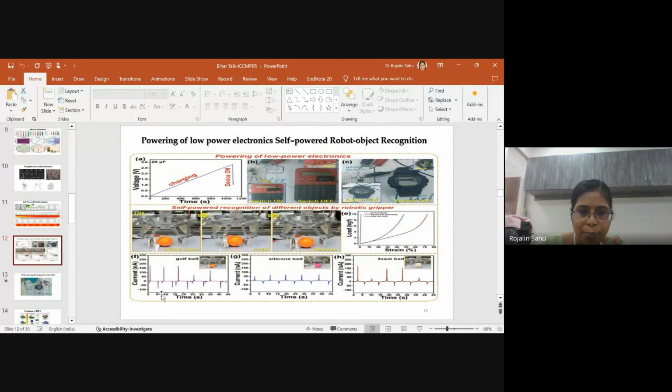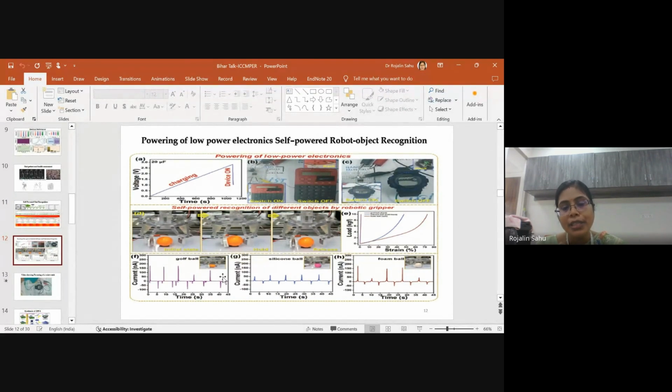So here, just for example, we have used a golf ball, silicon ball, and foam ball, and this device is being used to measure the current with respect to time. And here you can see, in the case of the golf ball, the current density is less, and again it is very less in the case of the silicon ball, and again less in the case of the foam ball. I'm not talking about how much current we are generating, but I just wanted to say that the golf ball, silicon ball, and foam ball have different surface roughness and different softness. In this way, the current generated is different.